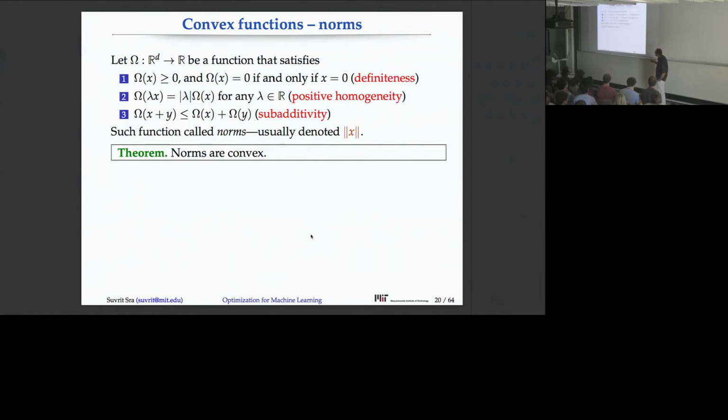If that positive definiteness property is not fulfilled, so that this thing can be zero even if x is not zero, it's called a semi-norm. Positive homogeneity: if you scale x, remember we are in a vector space, so I can write lambda times x. You can scale vectors. This function scales like that. That property is called positive homogeneity.